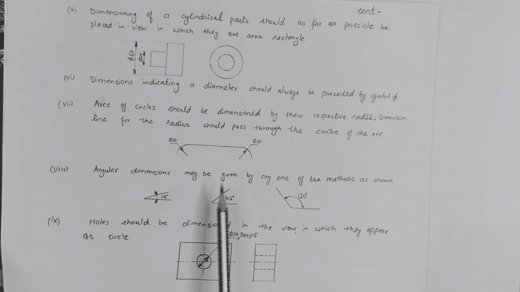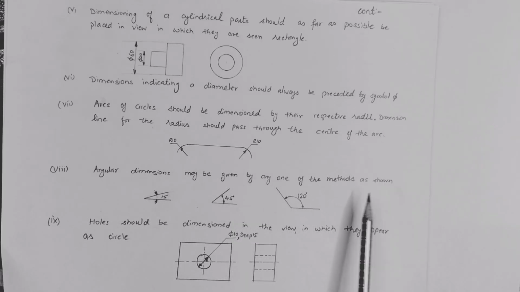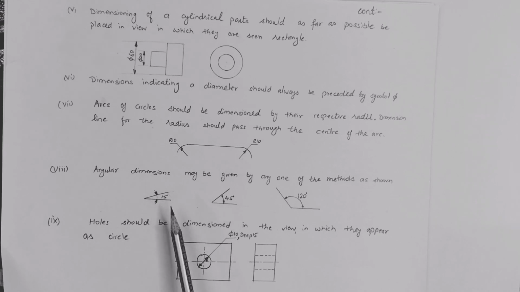Angular dimension may be given by any one of the methods as shown. Depending upon the angle, if it is very small, we can indicate like this, and if the value of the angle is more, we can represent either this or this side.